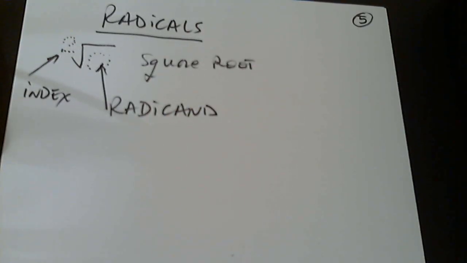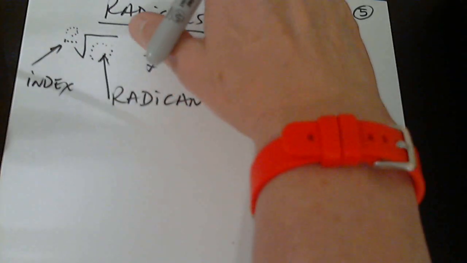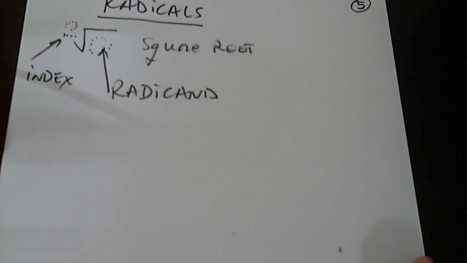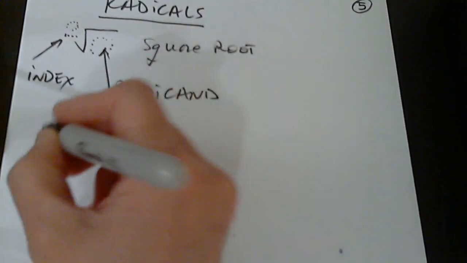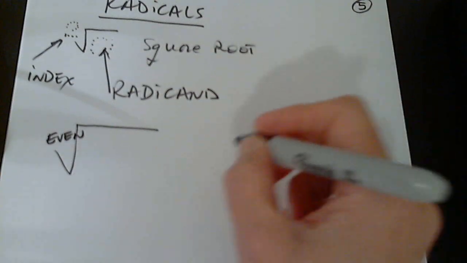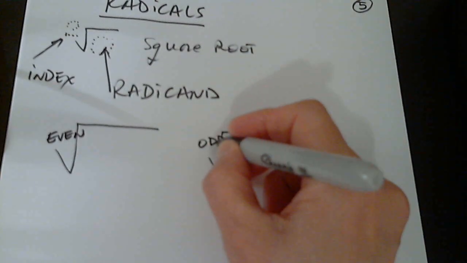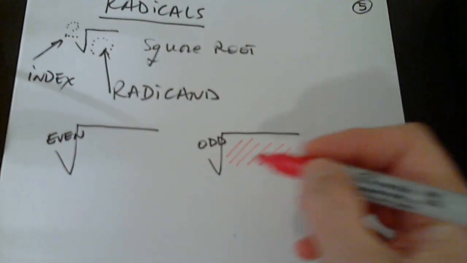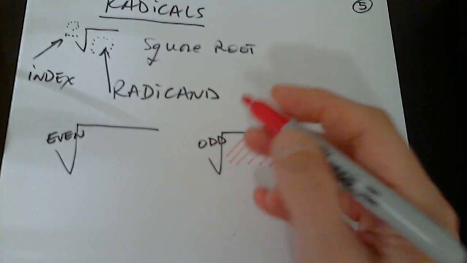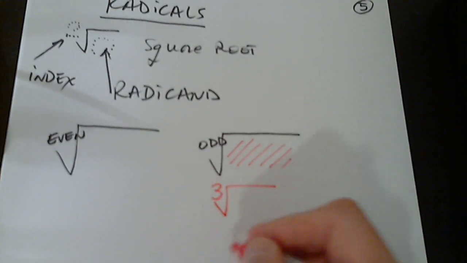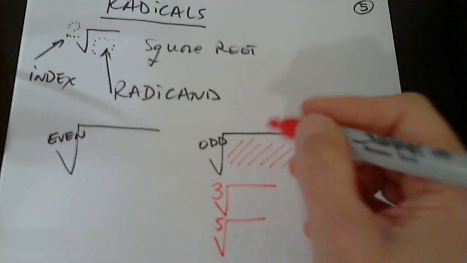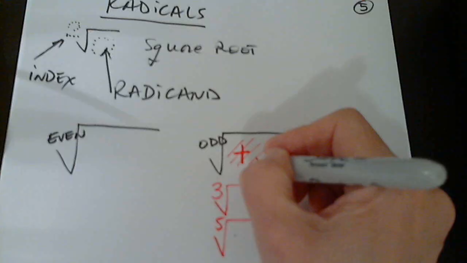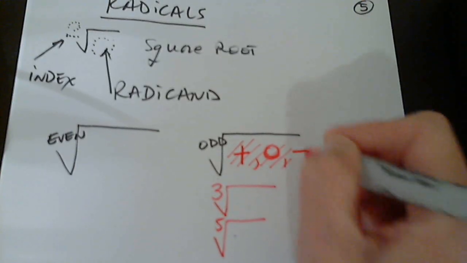So there are many different types of roots. However, they are classified into 2 categories: a root with an even index and a root with an odd index. So what's the big deal here? It's a big deal because underneath a root with an odd index, for example, underneath the cube root, underneath the fifth root, I can have anything. Positive numbers, 0, and negative.